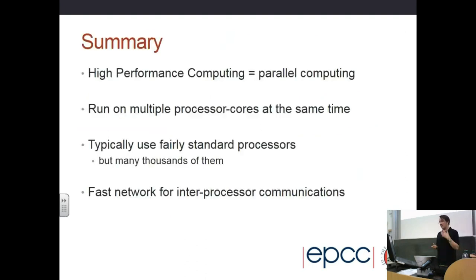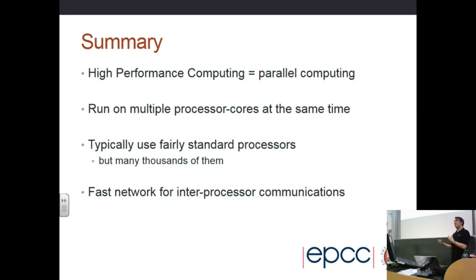The summary is that the most important point is that high-performance computing equals parallel computing. It's a double whammy. There's been a stagnation in clock speed since maybe the mid-2000s, around 2005, which means that your program won't get any faster just by buying a new computer unless it's parallel. However, even pre-2005, back in the 90s, we had parallel computing, because no matter how fast a processor is, many of them will be faster.